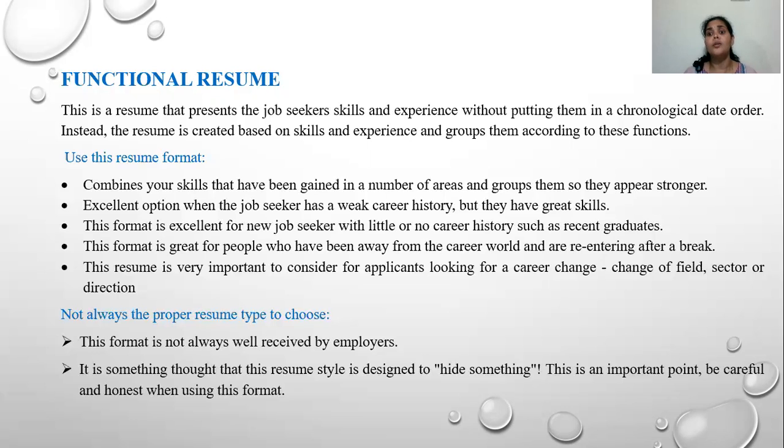So this is not much chosen by any particular employer initially, because it is an indication that you're hiding something. So you should be very, very careful. And any candidate opting for a functional resume should be very skillful in putting forth all your skills, all your experiences in such a way that you attract the employer.